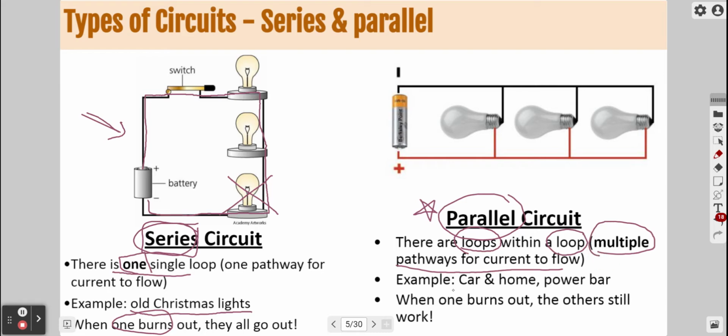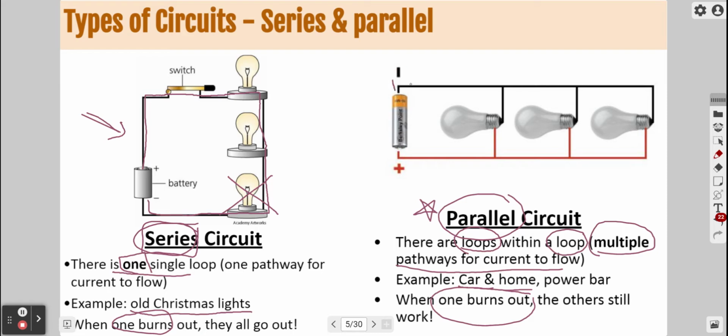An example of a parallel circuit is what you're going to have in your home. If one thing goes wrong in your house, all the things don't go out, right? When you have a power bar, the idea is a parallel circuit. When one burns out, the others still work. This is what we need in our house. We don't want one light bulb to burn out and the entire house circuits are useless. That would not be good.